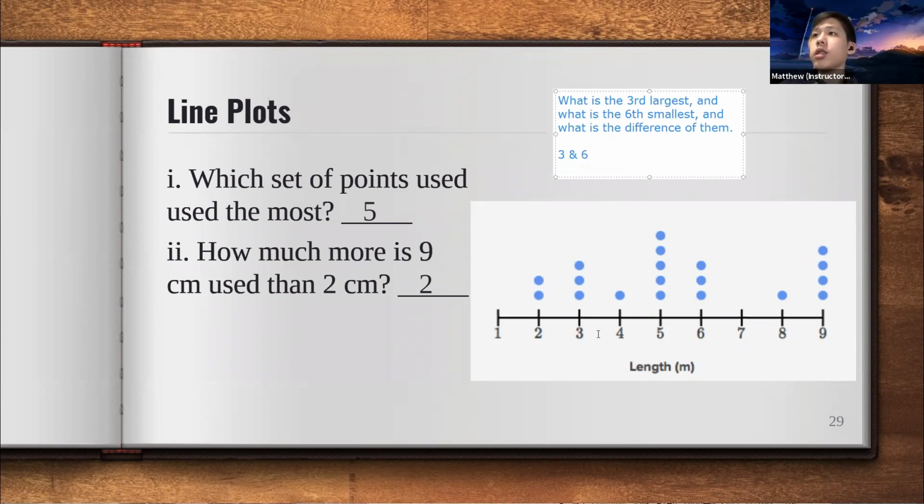The sixth smallest, so this is the first smallest, second smallest, third smallest, fourth smallest, fifth smallest. 9 will be the sixth smallest. So the difference between them is just 4 and 3. So the difference between them is 1. Or you can just interpret that as 9 minus 6 would be 3, or 9 minus 3 is 6. So those are the different answers you could have interpreted the question.